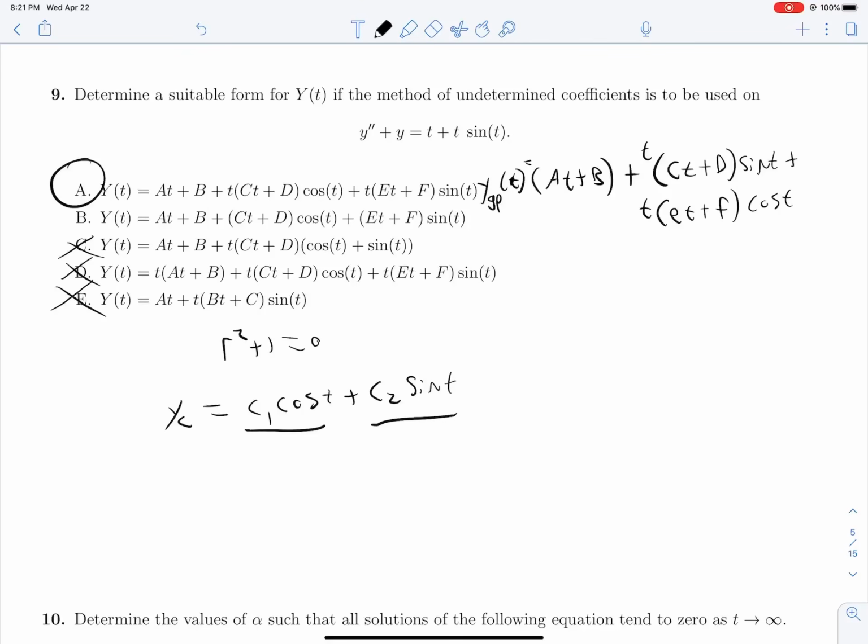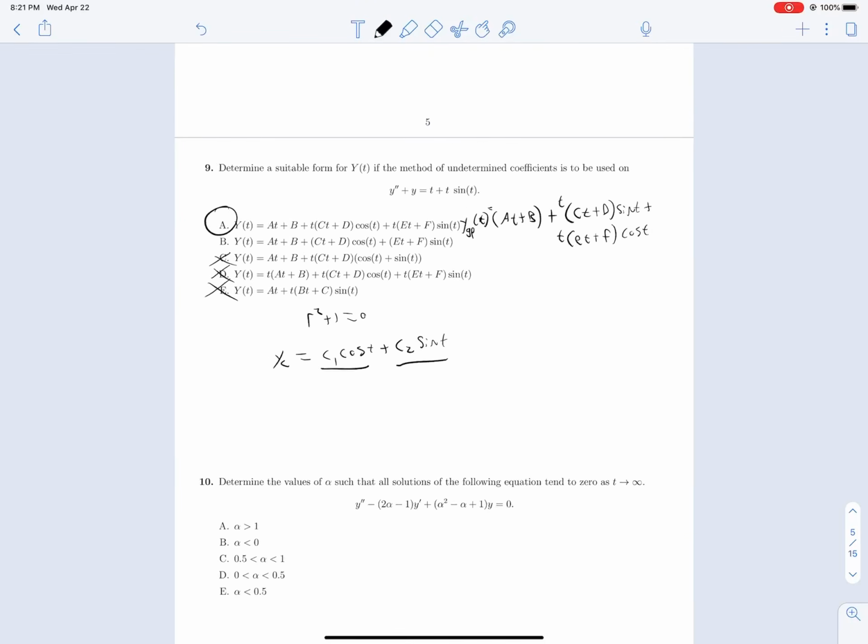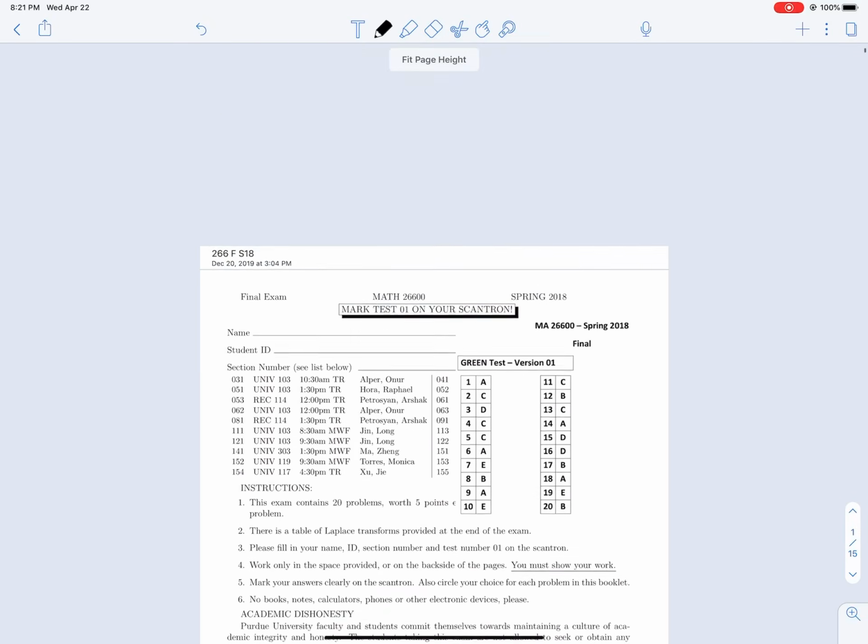And it's important to recognize that C is only incorrect because you need ct and d, say, for cosine, but then you need a different set of constants for sine. There's no reason why sine should have exactly the same constants on it. We can't tell at this point. So 9 is A.